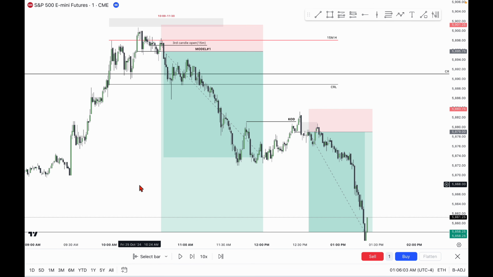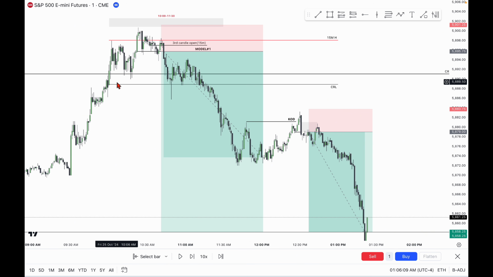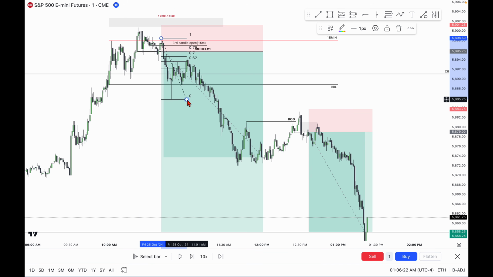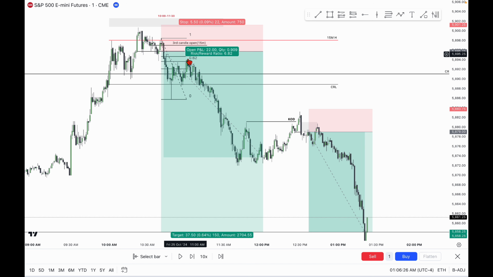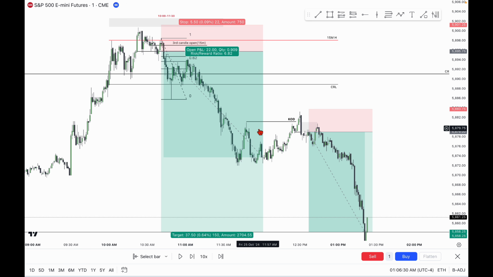Now, I will explain this deeply. Take note that, as soon as CSD occurs, it becomes our entry model 1, as it happened here. And for those working with OTE, here the price broke market structure to the downside, making this our OTE entry. And this is the final KOD entry, but I recommend that beginners focus on Model 1.